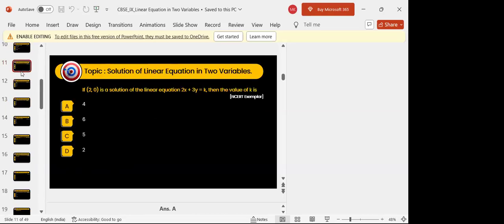Two zero is a solution of a linear equation 2x plus 3y equals k. Then the value of k is. Within a split of second, you can give me the answer. Everybody? You can send me the answer. Have seen the answers?